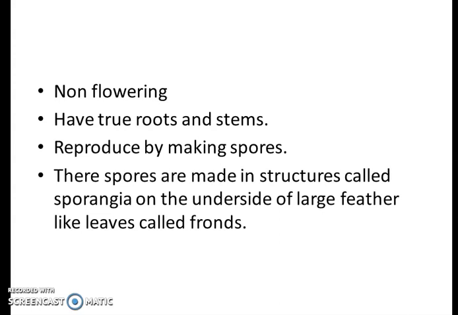Their spores are made in structures called sporangia on the underside of large feather-like leaves called fronds. Actually, the leaves of this group are named as fronds. They are just like the feather of any bird. If we look at their shapes, their shape will be like the feather of a bird. So their spores will be made under this frond, under this large feather-like leaf.